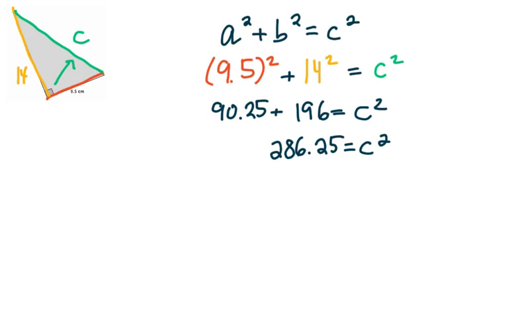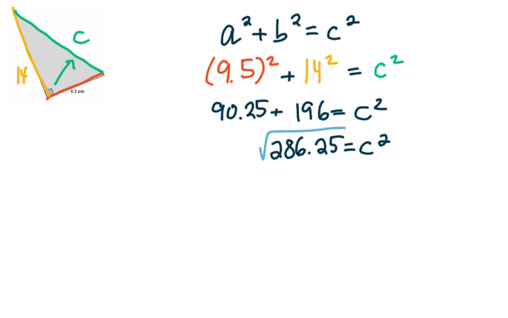We do, however, have the capacity to figure out the other side length using the Pythagorean theorem. So that's our plan. We're going to use the Pythagorean theorem to find the length of the hypotenuse, c, and then use that to find the perimeter by adding the three side lengths. So we have a squared plus b squared equals c squared, and 9.5 squared plus 14 squared equals c squared. So you have 90.25 plus 196 equal to c squared, and that gives us 286.25 equal to c squared.